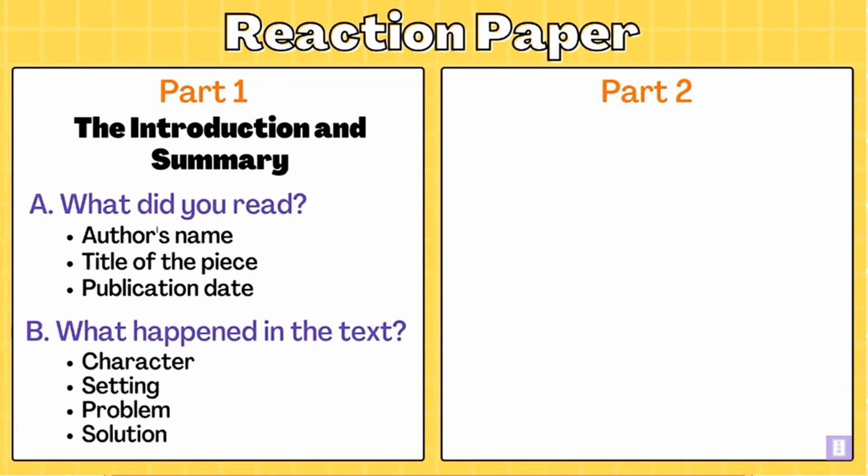Take note that you have to include letter A. What did you read? It should include the author's name, title of the piece, as well as the publication date. Letter B. What happened in the text? In a few sentences, present a very brief summary of what you have read. State the character, setting, problem, and solution. You don't have to make it long. And remember to only include facts in this part. You can only include your personal opinion on the second part.